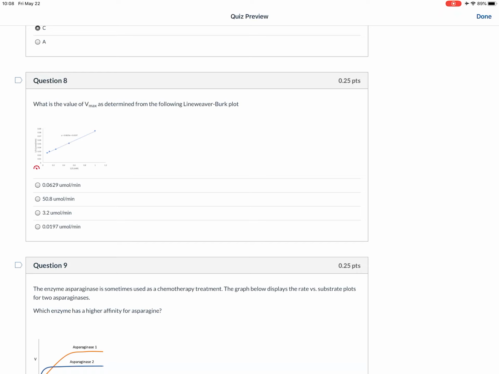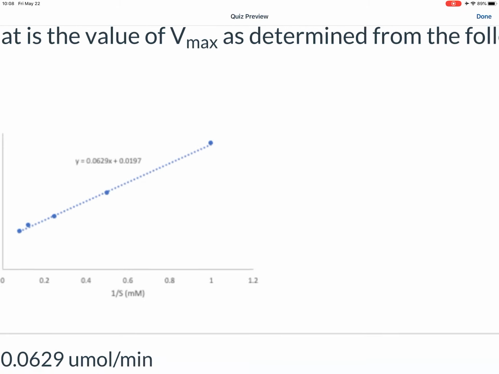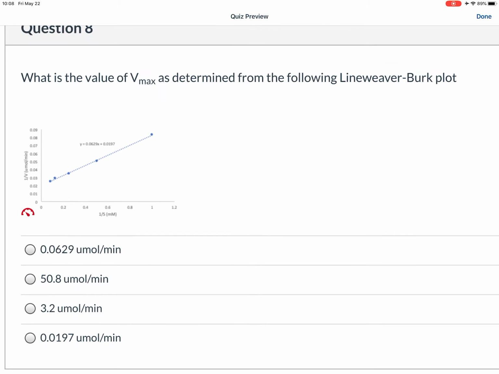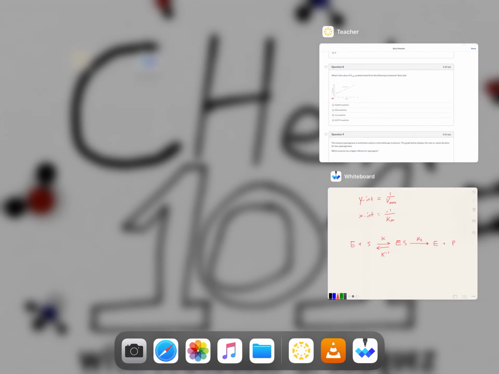Question 8. What is the value of Vmax as determined from the Lineweaver-Burk plot? So in this problem, we're given an equation. You can kind of see it there. And so we've got a slope, mx, m is the slope, and we've got a y-intercept. The y-intercept here is 0.0197. And so I'll just jump over to my whiteboard real quick to show you.